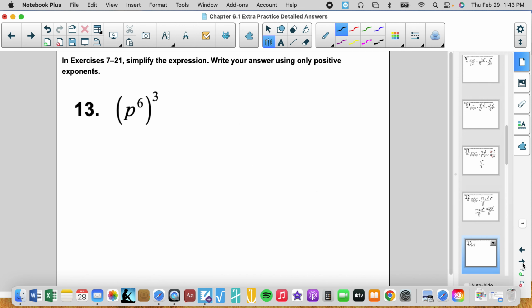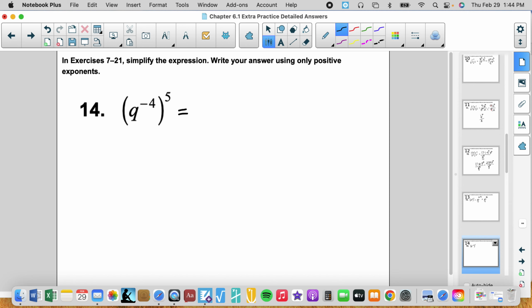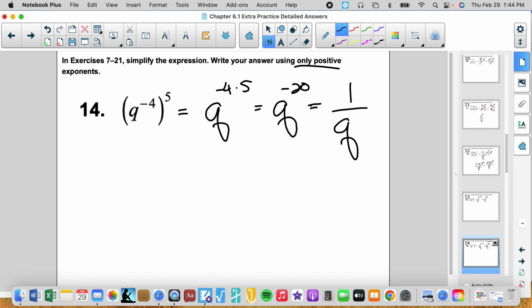So once we recognize, oh, all right, now we have a power of a power. Power of a power, you know that what? We are going to multiply those exponents. So we get p to the 18th. Write your answer using only positive exponents. So q to the negative 4 times 5, we have a power of a power. Q to the negative 20. Now it says only positive, so we're going to move that down. Q to the 20th. So change the sign, we change the location.